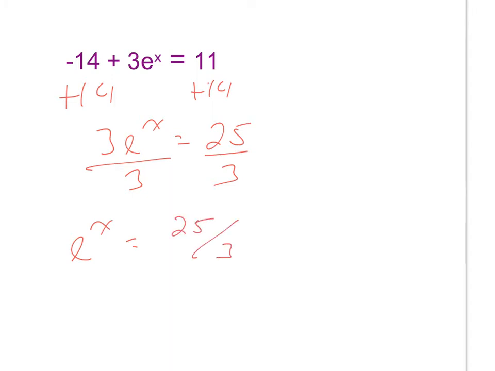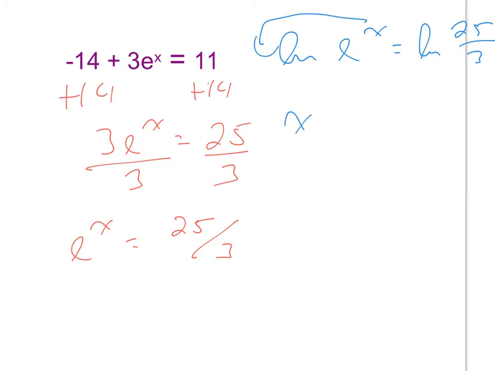Now, whenever you have an exponential equation involving an e, you can take the log of both sides, but it's going to be much easier to take the ln of both sides. So I'm going to ln both sides. I'll do that up here, and I'll do it in blue. So I have ln e to the x is equal to ln 25 thirds. I'm going to bring my x down in front. So I have x times ln e is equal to ln 25 thirds.